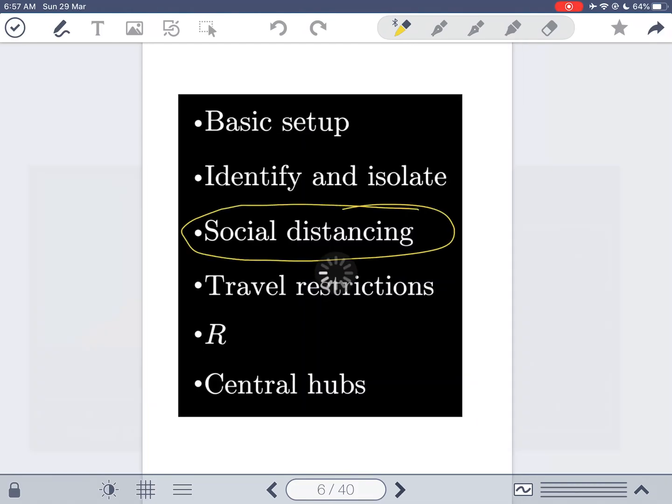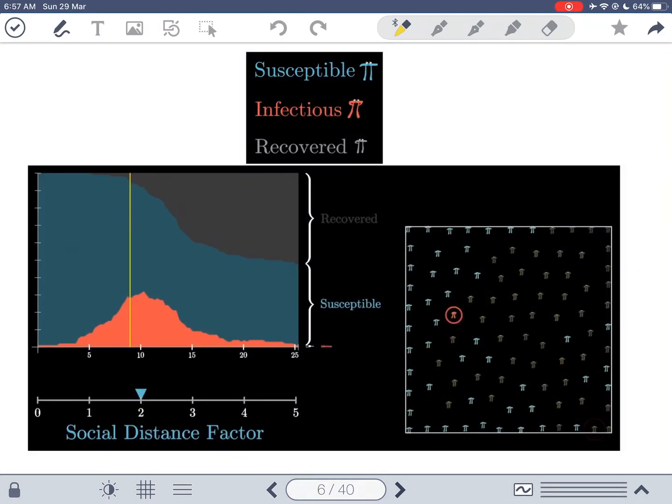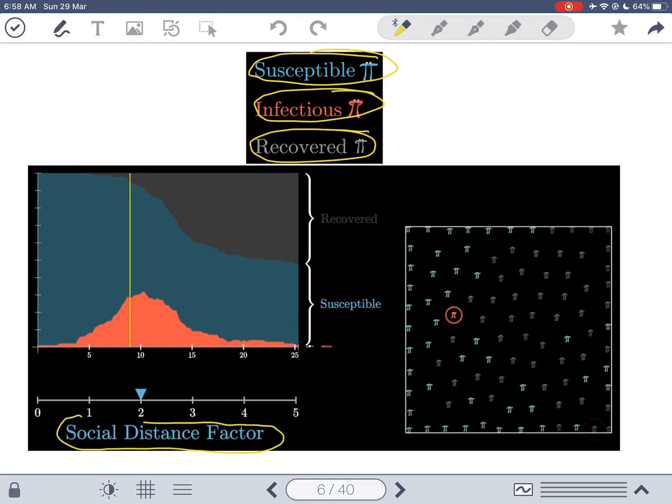Okay, so for social distancing, I told you before that blue means susceptible. Susceptible, by the way, means that they can get easily infected. Infectious is a person who has the virus and can give it to others. Recovered are the people who recovered from the illness. He also defined something that he called the social distance factor.